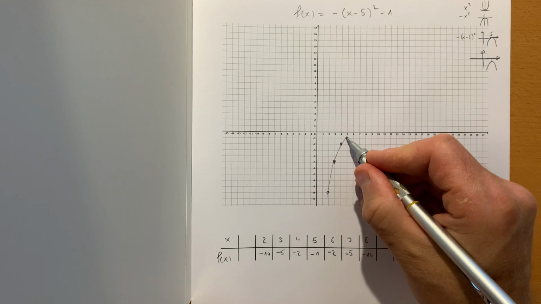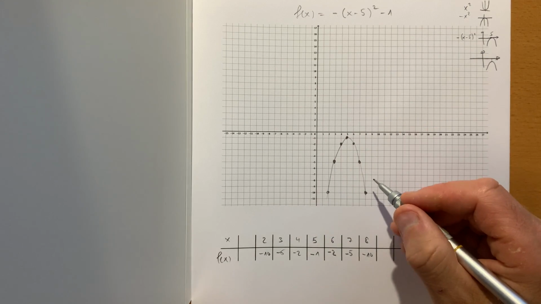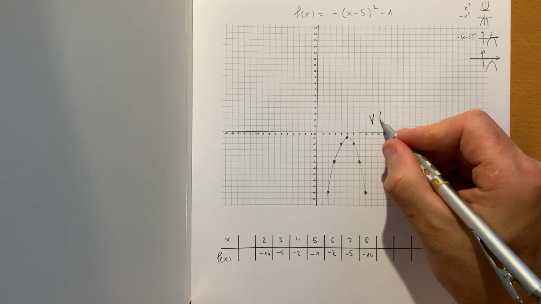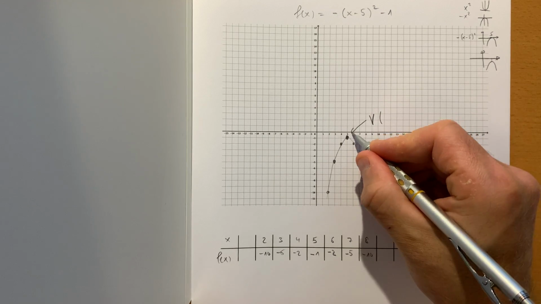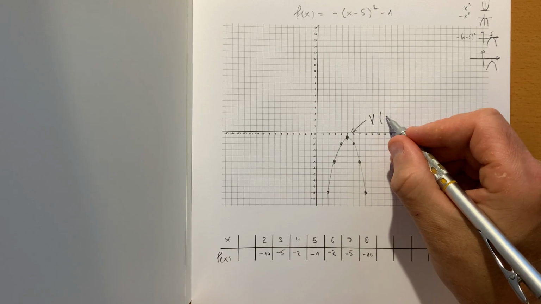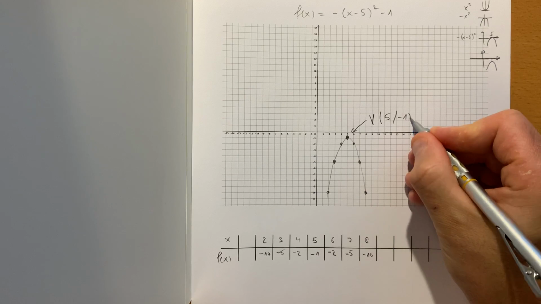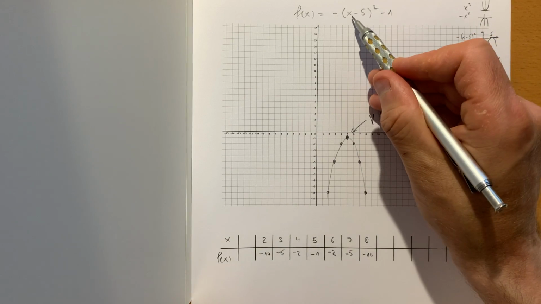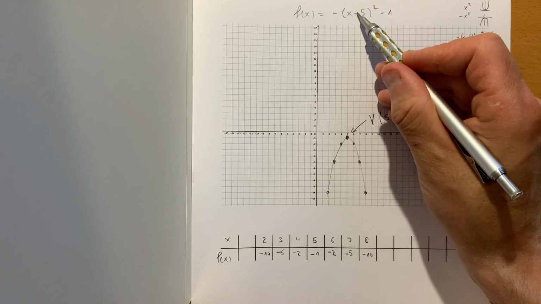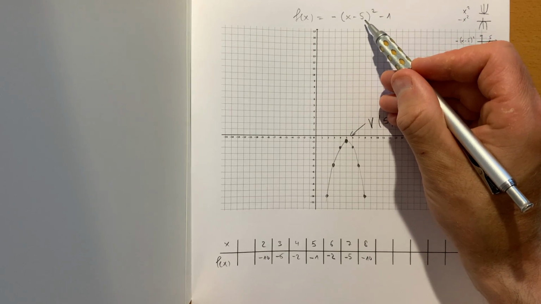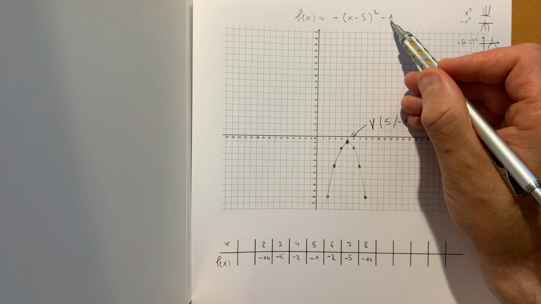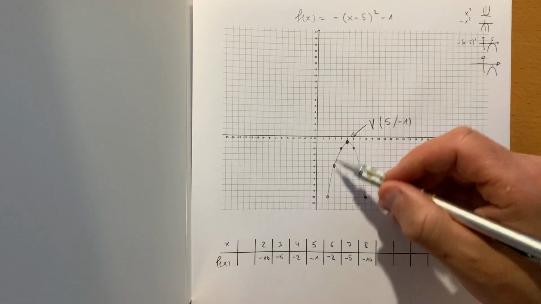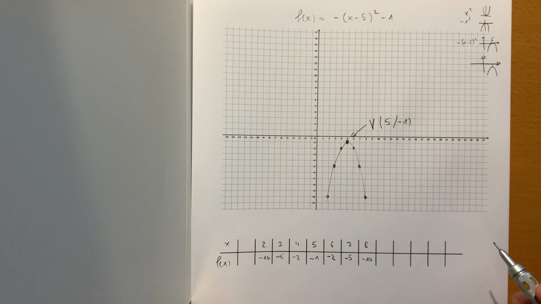So you can see the vertex, that's why it's called the vertex form. The vertex here is at 5, minus 1. And you can read it off the function right away. You can see it's x minus 5, so the x value of the vertex must be at 5 and the y value must be at minus 1. It's a sad parabola, and this is what you have to do. You don't need the table, but if you want, you can use it.